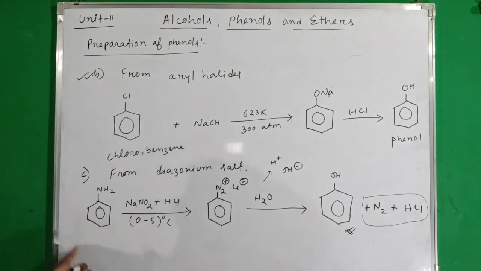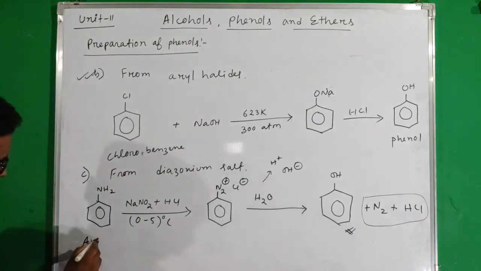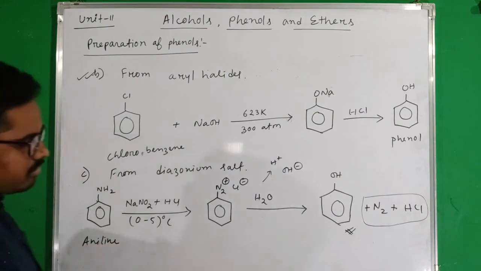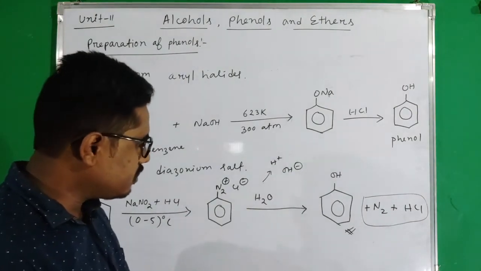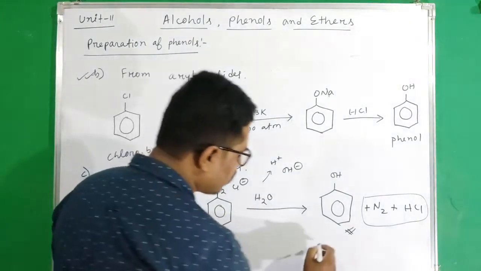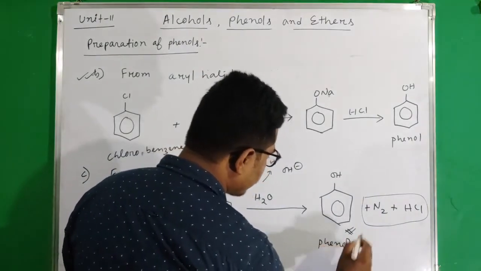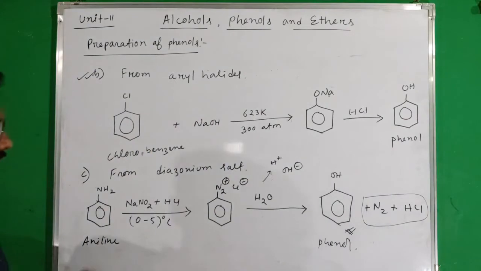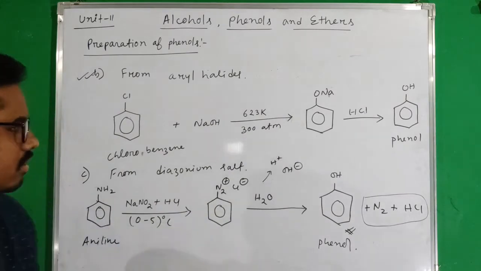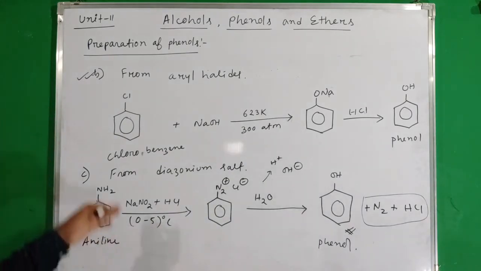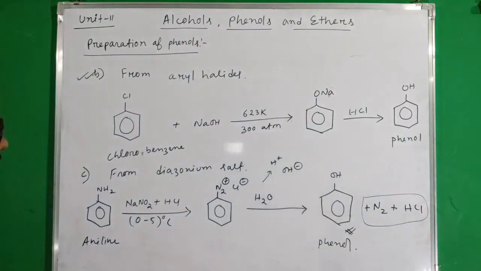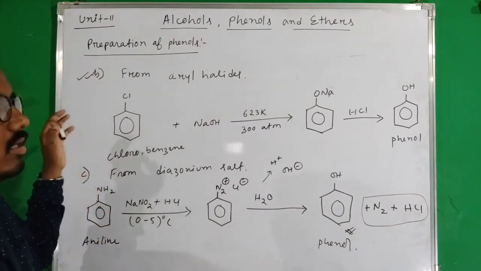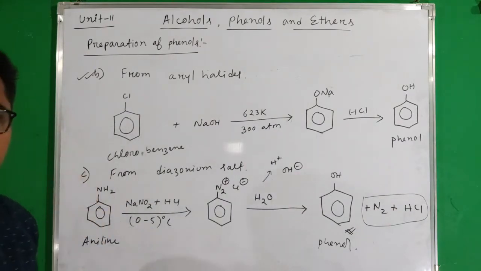So we have converted aniline into diazonium salt, and then finally the diazonium salt is treated with water to get phenol. So in exams, questions will ask, how can you convert aniline into phenol? So to convert aniline into phenol, you have to write this chemical reaction. Again, questions will ask, how can you convert chlorobenzene into phenol? So you have to remember this reaction and you can take this reaction.